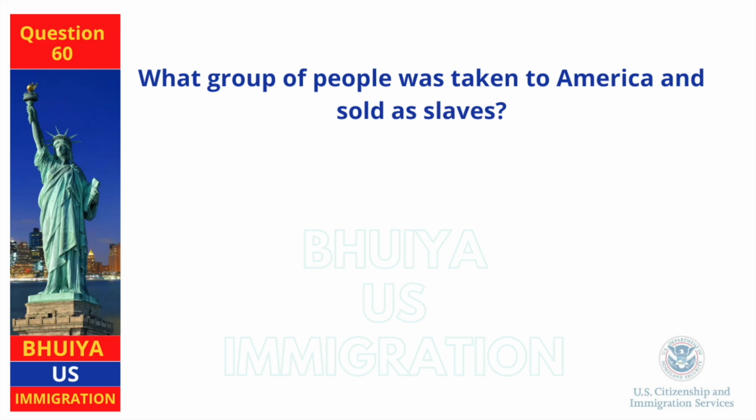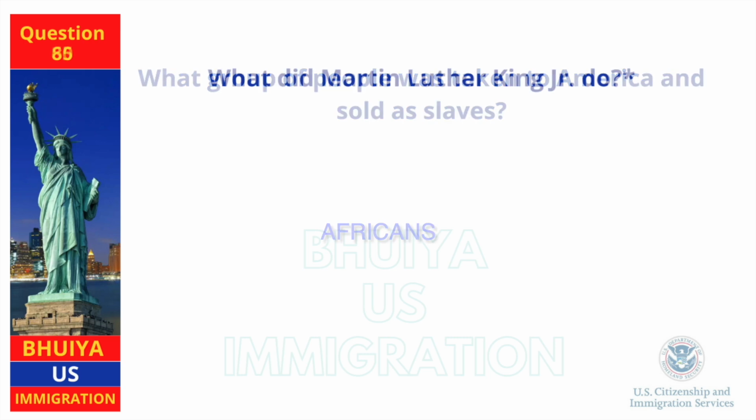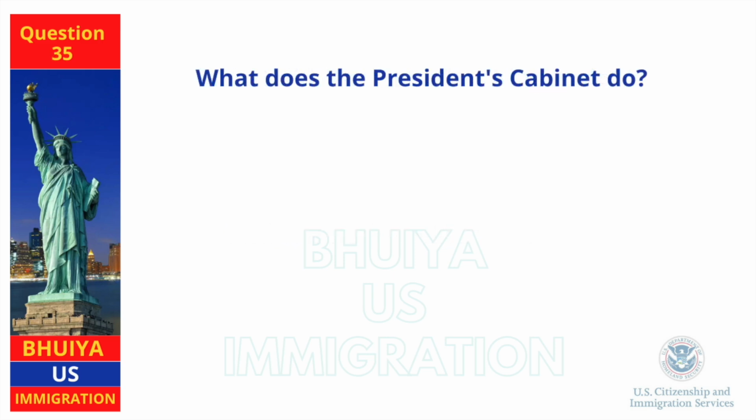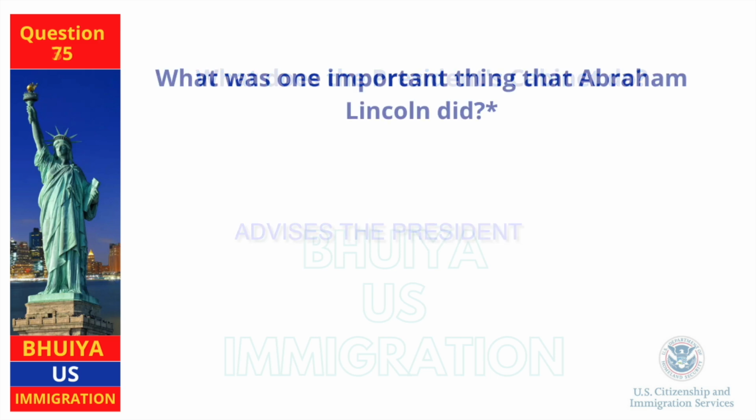What group of people was taken to America and sold as slaves? Africans. What did Martin Luther King Jr. do? Fought for civil rights. What does the President's Cabinet do? Advises the President. What was one important thing that Abraham Lincoln did? Freed the slaves.